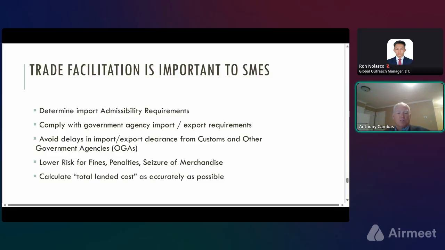You want to avoid delays. You don't want your shipments stuck at borders. I mean, the costs can add up really quickly, and I see that happen a lot where especially small businesses, oftentimes they're dealing with other small businesses and neither side fully understands who's going to be responsible, the exporter or the importer, besides using an Incoterm, which is a whole other subject. Oftentimes the companies don't fully understand what those Incoterms really mean in practical terms. And lower the risk for fines, penalties, seizures of merchandise.